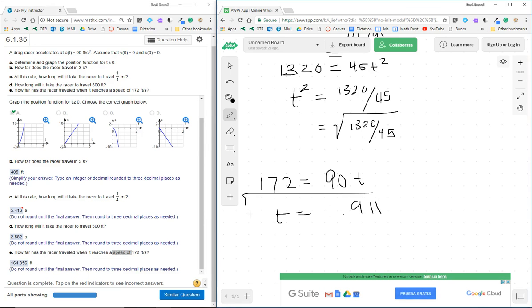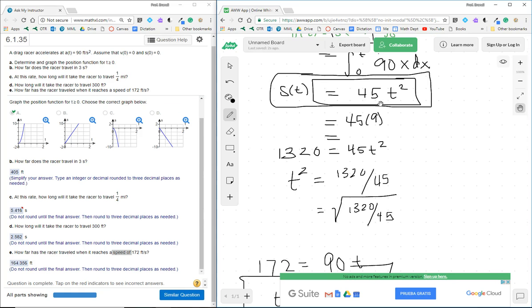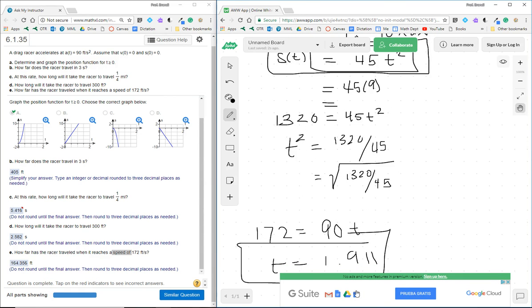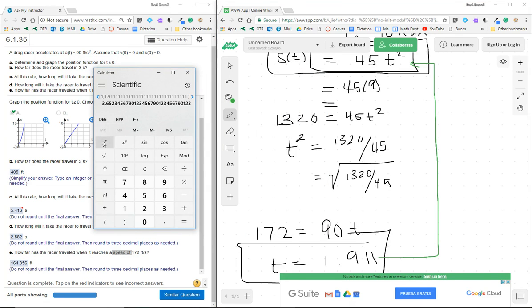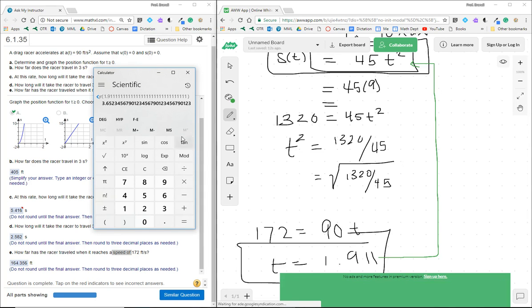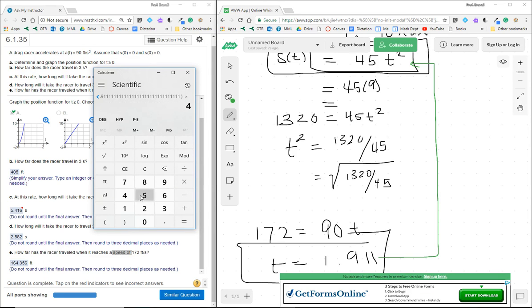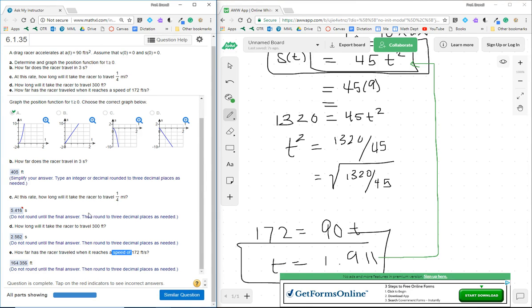Okay, so this is my t, and I have a position function that I can plug it into. So what I want to do is put this t, I'm going to put this t into this function. So I can just do that directly in my calculator. I need this number squared, and then times 45 equals 164.356, or 164.356 feet.